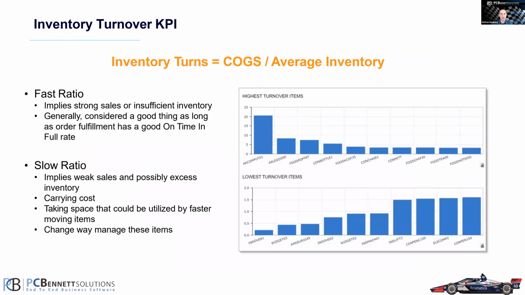An inventory turnover KPI with a fast ratio typically means strong sales, generally good, but it can also mean that we don't have sufficient inventory to fulfill those. How many times are we turning over? We may need to stock more. A slow ratio can indicate low performance, maybe items that are falling out of favor. They may be taking valuable space. You want to change the way you manage those items and get them moving.